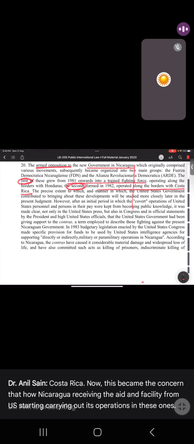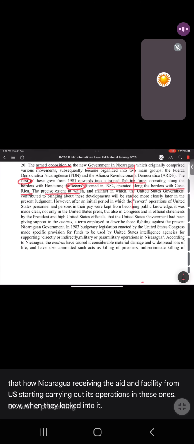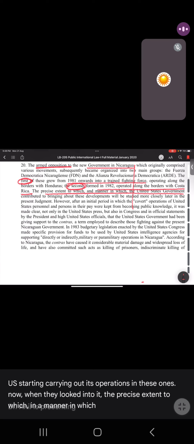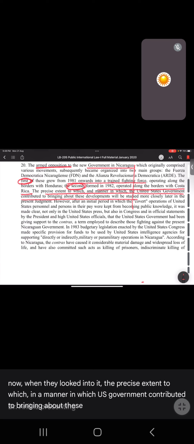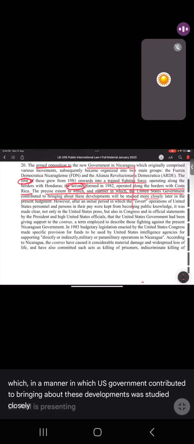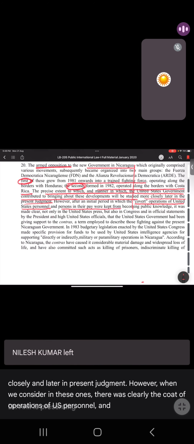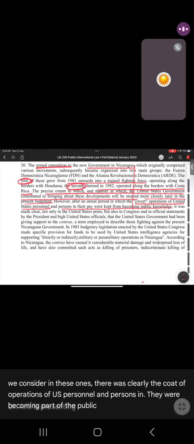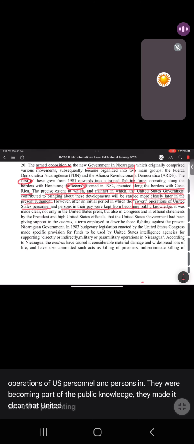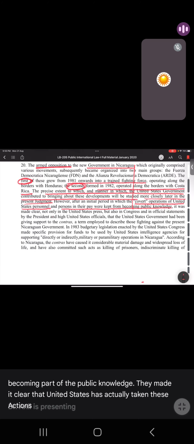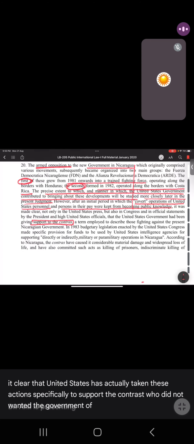Now when they looked into it, the precise extent and manner in which the US government contributed to bringing about these developments was studied closely, and later in the present judgment. However, there were clearly covert operations of US personnel, which were becoming part of public knowledge. They made it clear that the United States had taken these actions specifically to support the Contras, who did not want the government to function there, and the US did it intentionally.